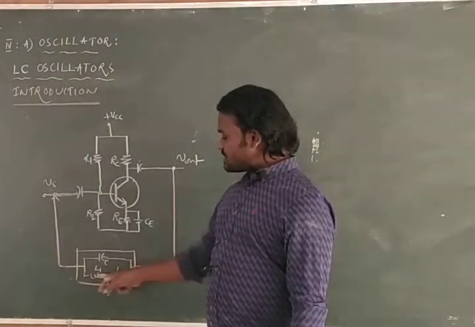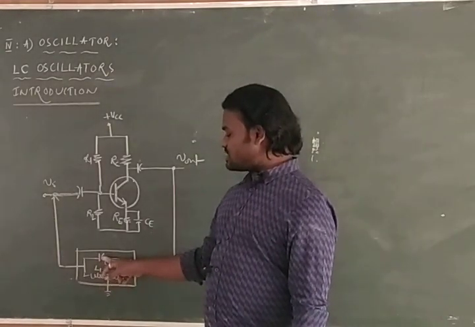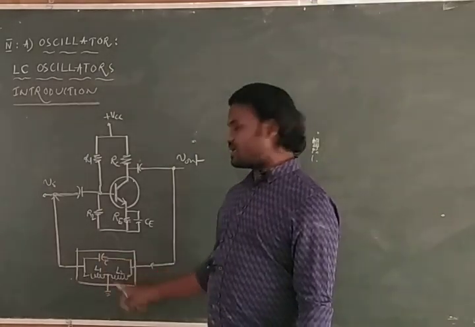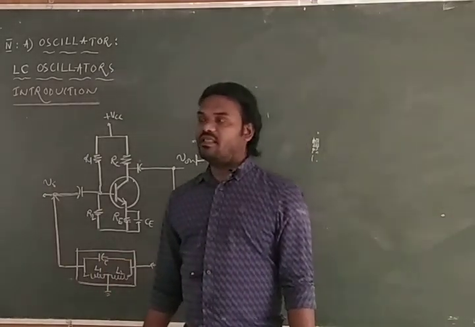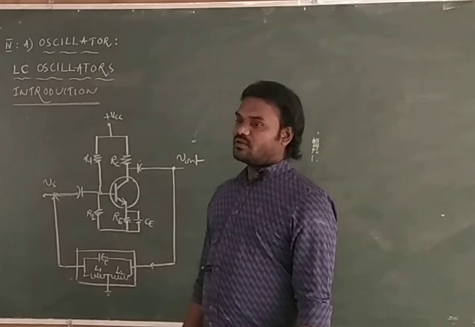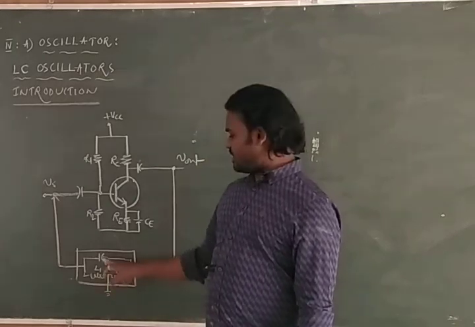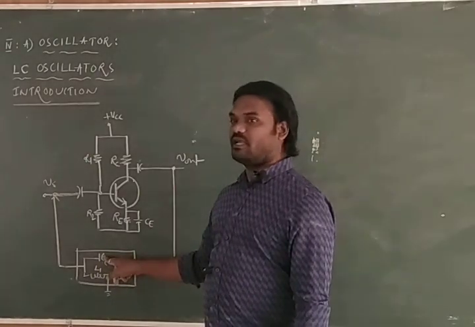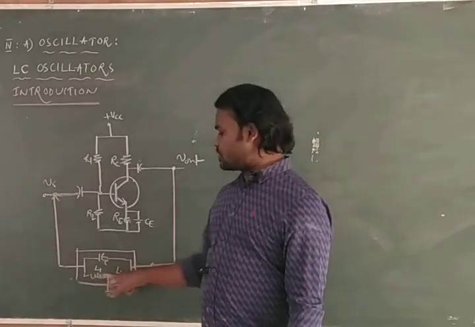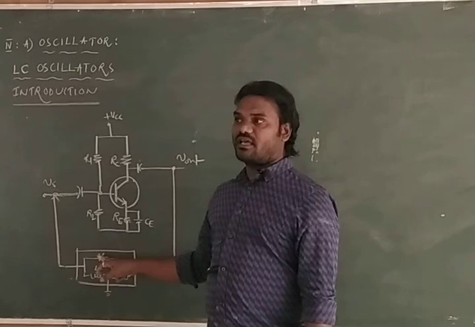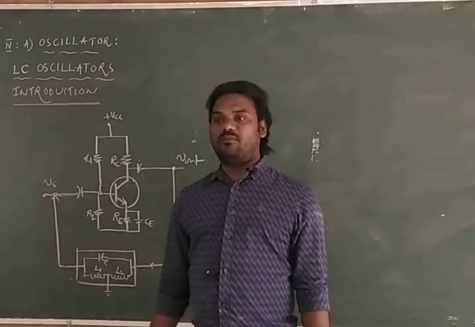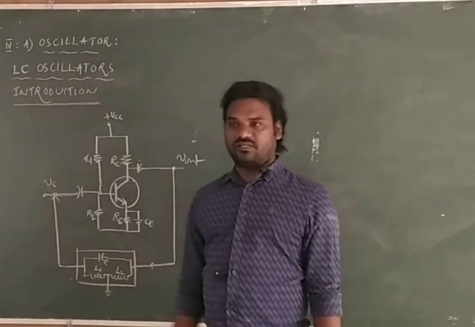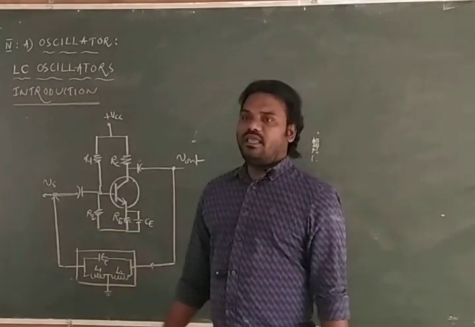If the capacitor is replaced by an inductor and the inductors are replaced by capacitors, then that will be the Colpitts oscillator. That gives two capacitors and one inductor, so it is called the Colpitts oscillator.